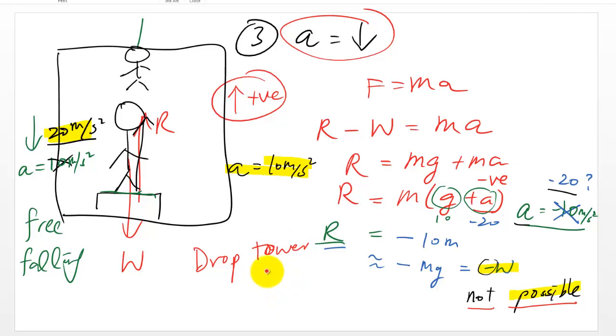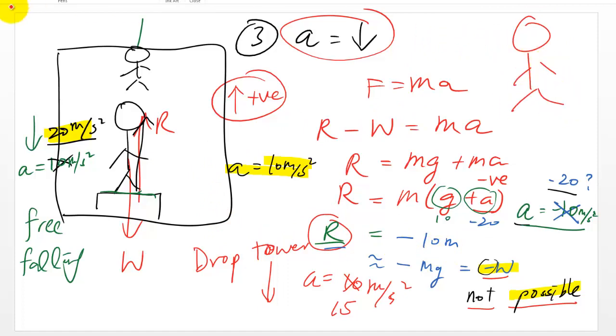And when they drop, they actually drop faster than free falling. So they actually do not drop at 10 meter per second square. They actually drop even faster, so maybe like 15 meter per second square. So in that case, you may experience a force that is negative, as in the reaction force here. But the reason is because of the strap.